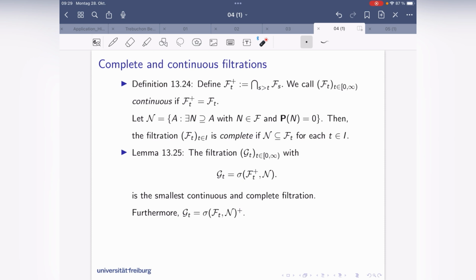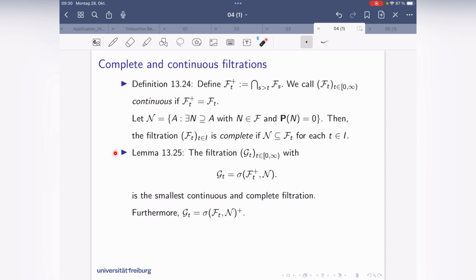And complete means it contains all null sets and also subsets of null sets. So which measure do you want to have for a set which is a subset of a null set? You don't really want to say, well, it's not measurable. You want to say that it also has measure 0. So that's the set of null sets, all A which have an N, which is potentially bigger, which has measure 0. And if this N here is a subset of Ft for all t, then you call the filtration complete.